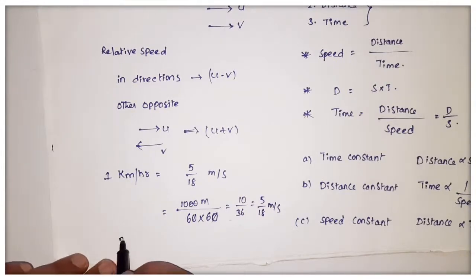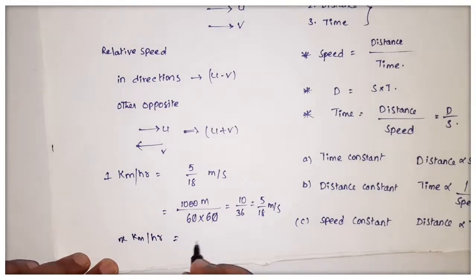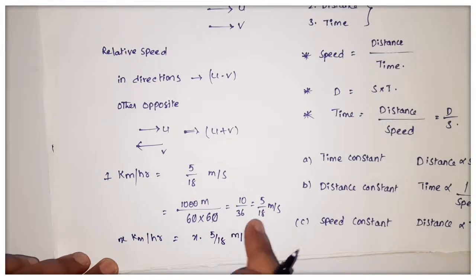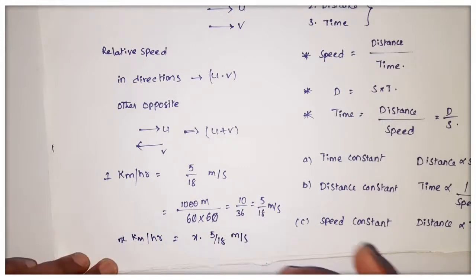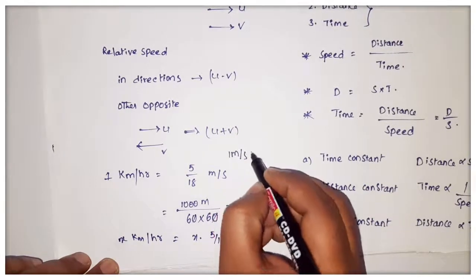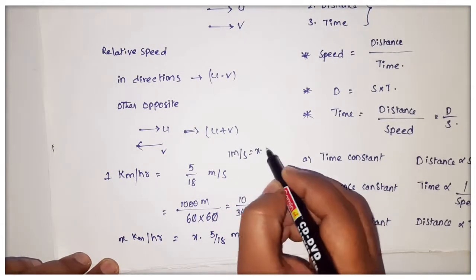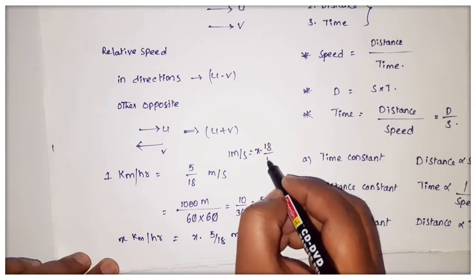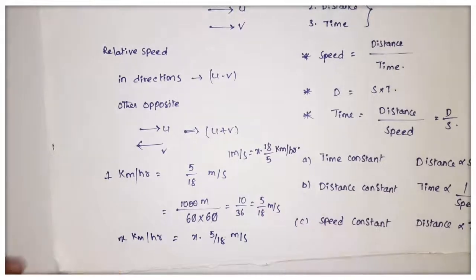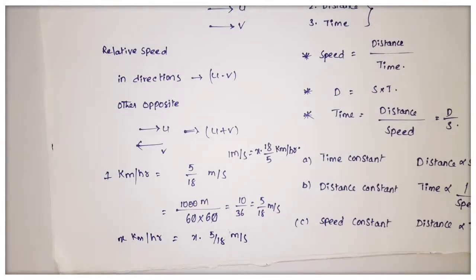So what is x kilometer per hour? x kilometer per hour is equal to x into 5 by 18 meter per second. Similarly, if we move this 5 by 18 to this side, 1 meter per second is equal to 18 by 5 kilometer per hour, so x meter per second is x into 18 by 5 kilometer per hour. That will be the answer.